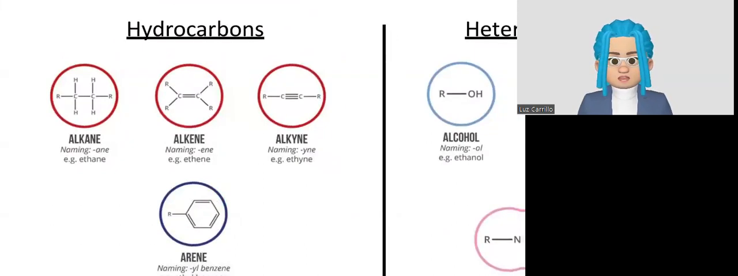Hydrocarbons are going to be organic molecules that are composed of carbon and hydrogen. There are 4 members to the hydrocarbon family. The first one that we observe here is called an alkane. And an alkane is when you have a specific organic compound that has carbon-carbon single bonds and carbon-hydrogen single bonds.